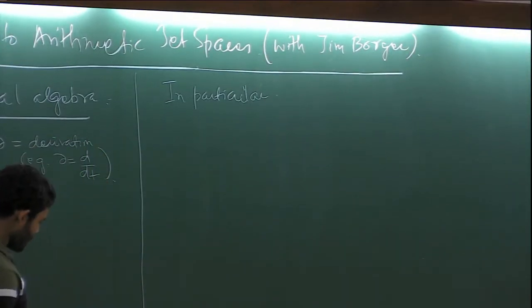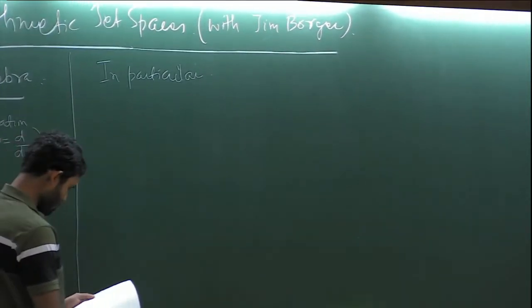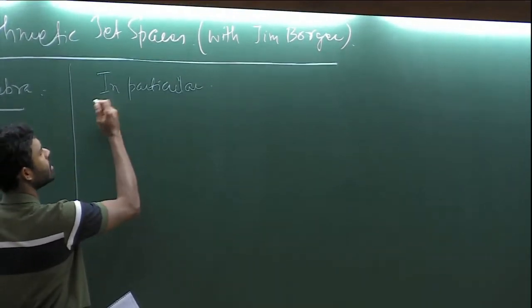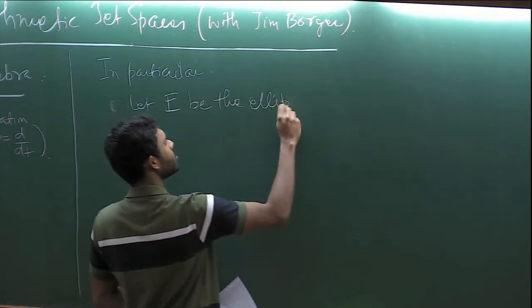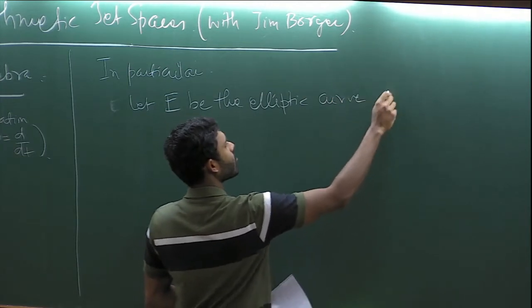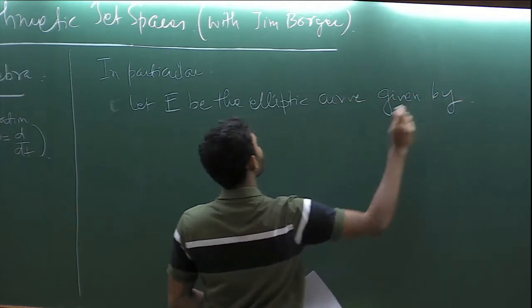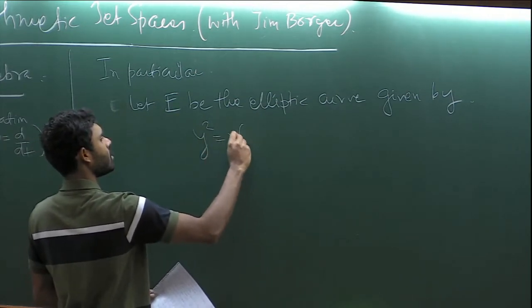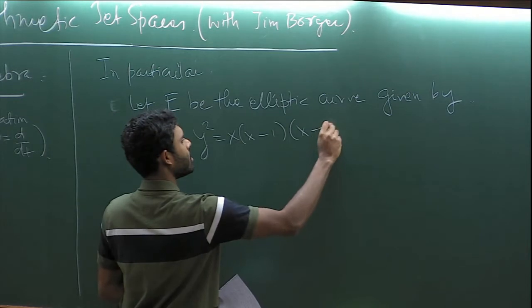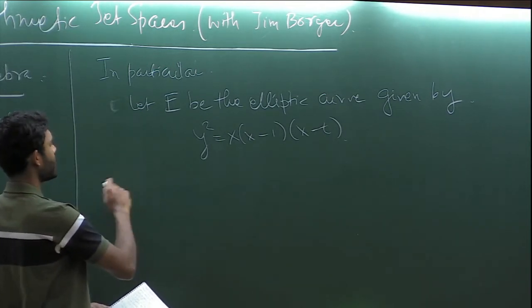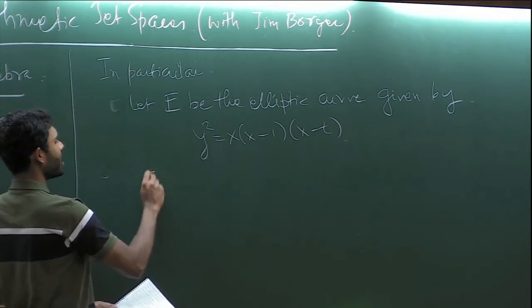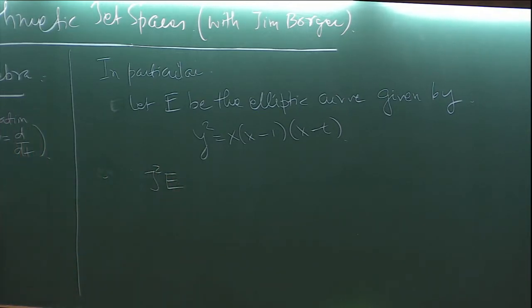So in particular, let's take the instance when X is an elliptic curve, say the elliptic curve given by this equation on the affine part. Then if you look at J2 of E, all these jet spaces are fibrations. We will see in detail how they behave in the arithmetic setting, and they're very analogous.